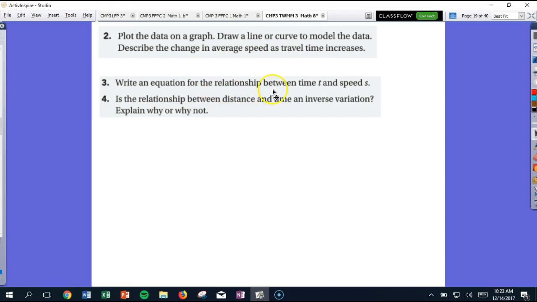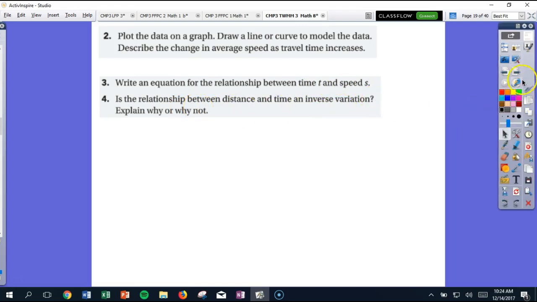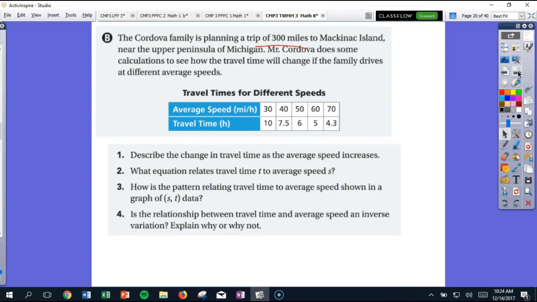Part 3, write an equation for the relationship between time t and speed s, and then determine whether this relationship between distance and time is an inverse variation or not, and be able to explain why.